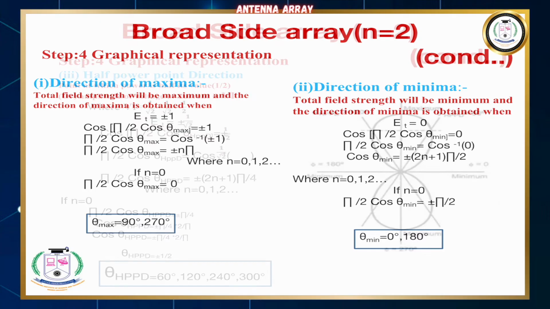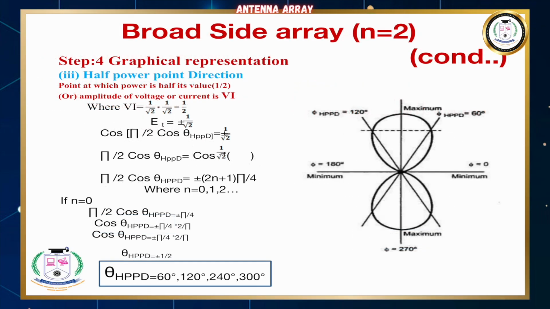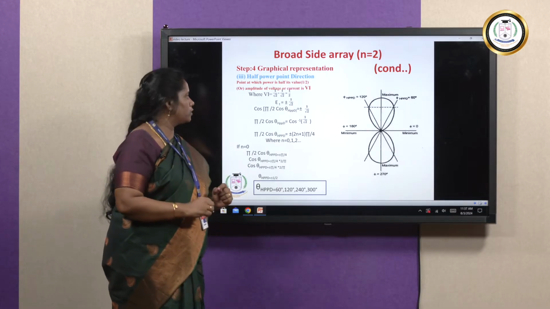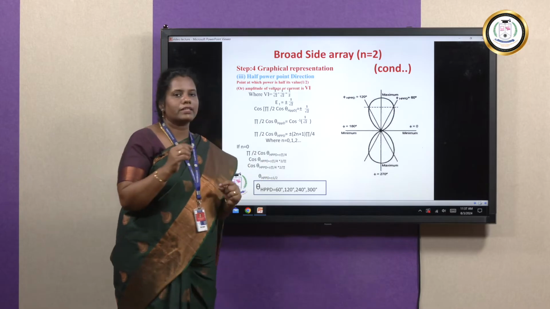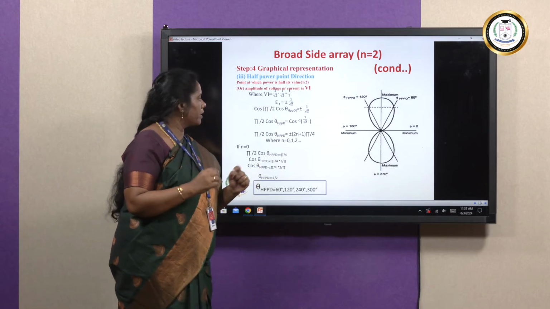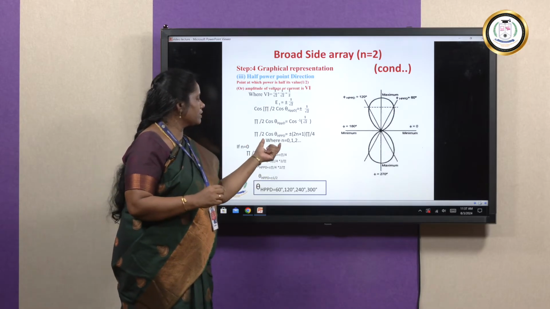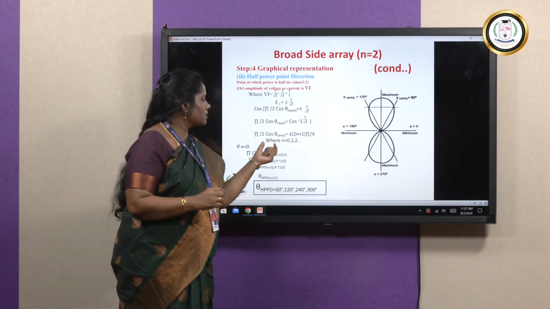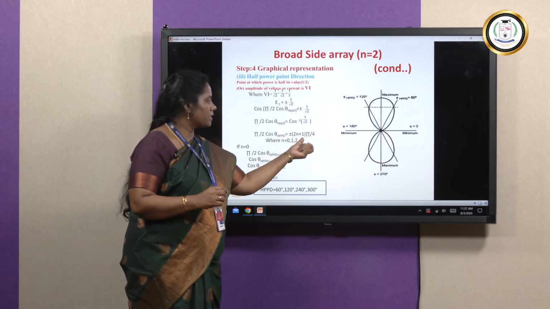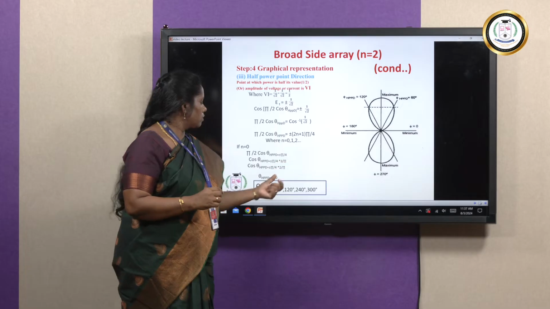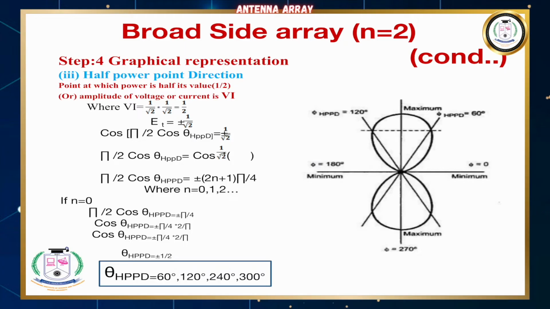Finally, the third step is the half power point direction. The point at which the power is half its value, that is 1 by 2. If we substitute voltage and current, we will get 1 by root 2. When we substitute pi by 2 cos theta, we get 2n plus 1 into pi by 4. So, the angle is 60 degree, 120 degree. By symmetry, we will get 240 degree and 300 degree.